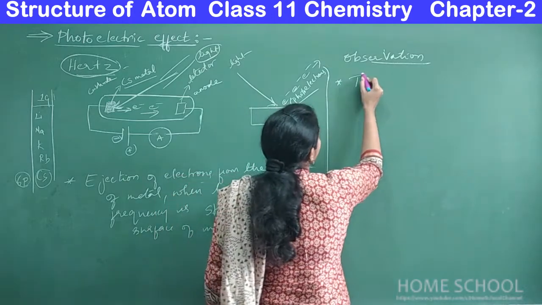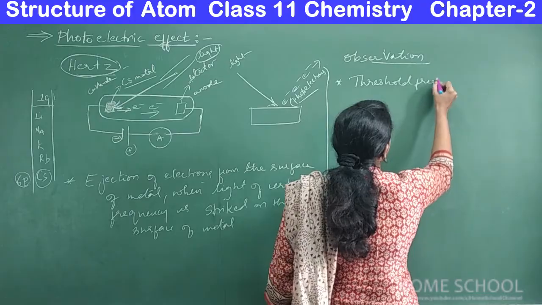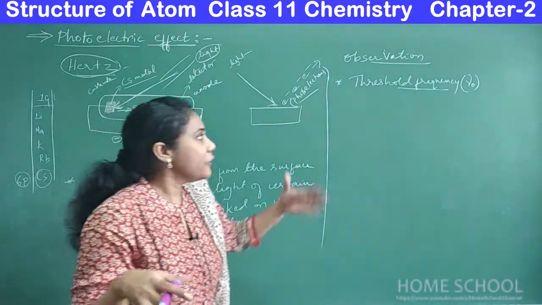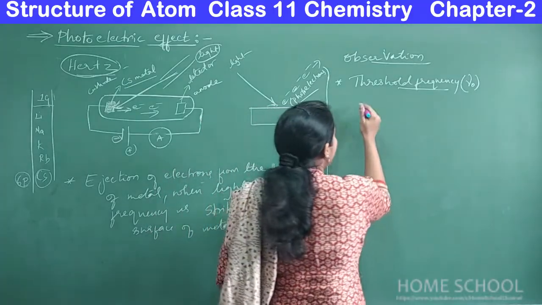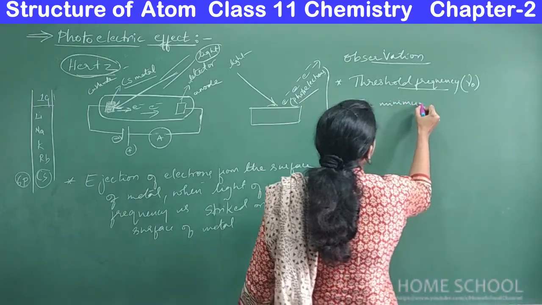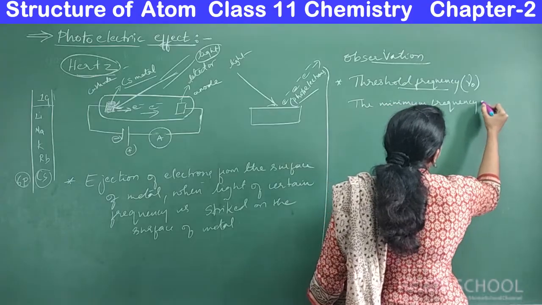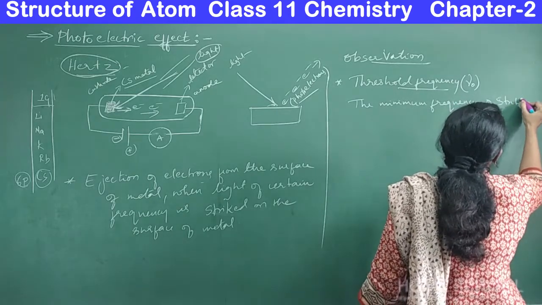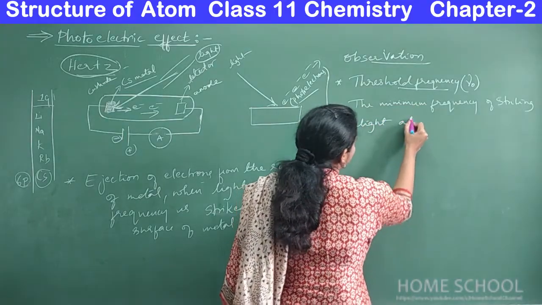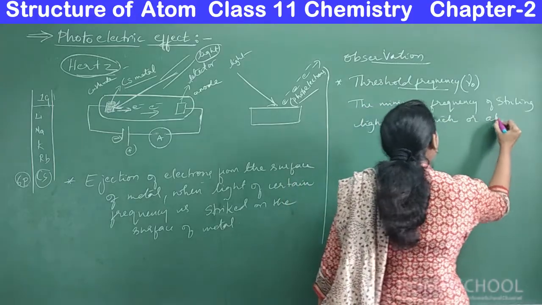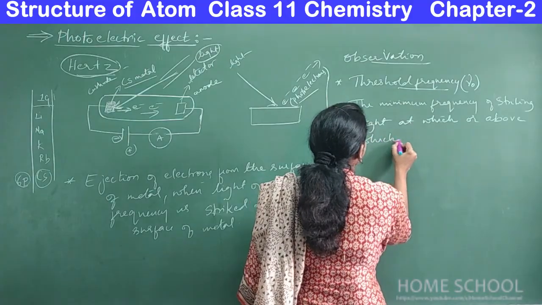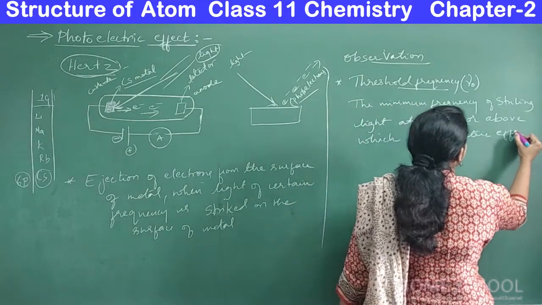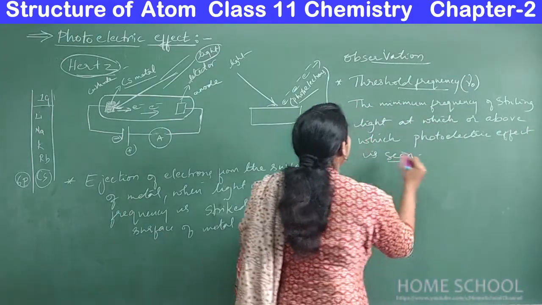Okay, so here there is something called threshold frequency. So what is threshold frequency? It is indicated with the letter nu naught. Nu is normal frequency, nu naught is called threshold frequency. So how do you define threshold frequency? The minimum frequency of striking light at which or above which photoelectric effect is seen. Okay, so this is what we call threshold frequency.